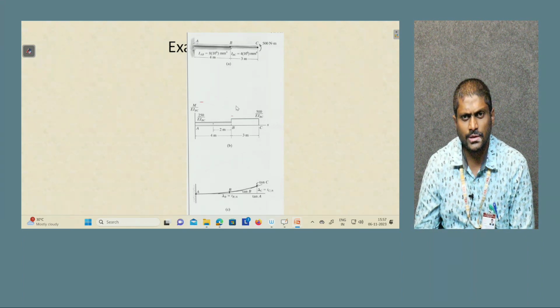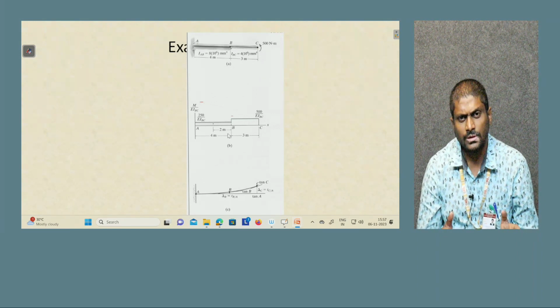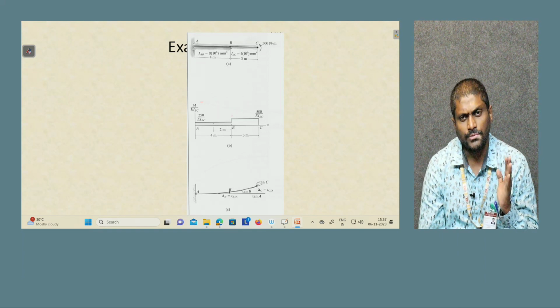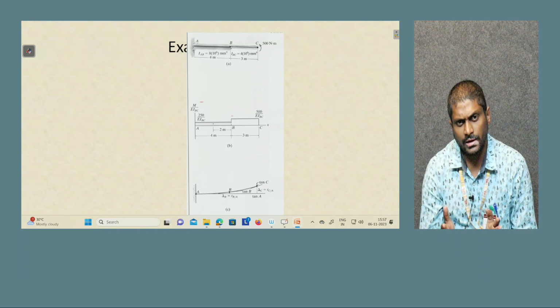Then whatever value you get, the area of the diagram for that particular portion will give you the slope at that particular point. For suppose if I want to get the slope at B, or if you want to get the slope at C, then you have to add the AB diagram as well as the BC diagram.